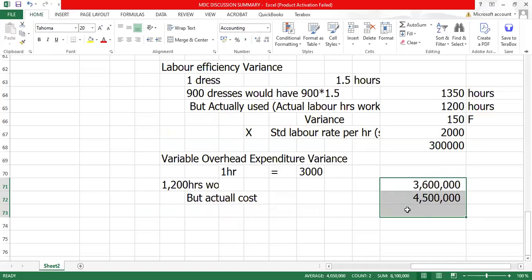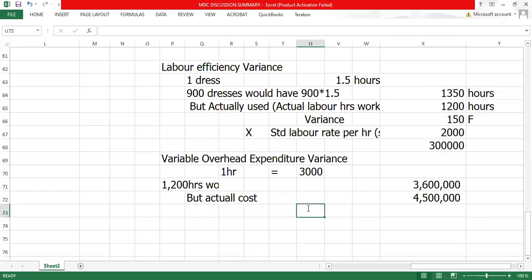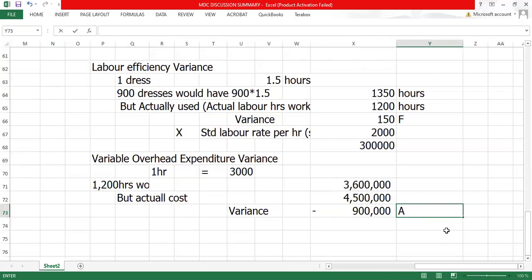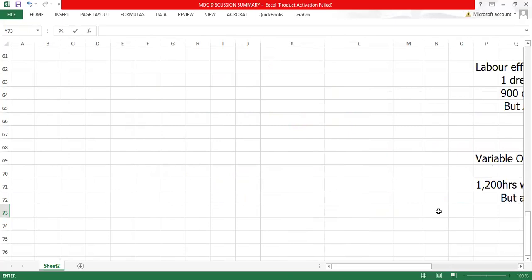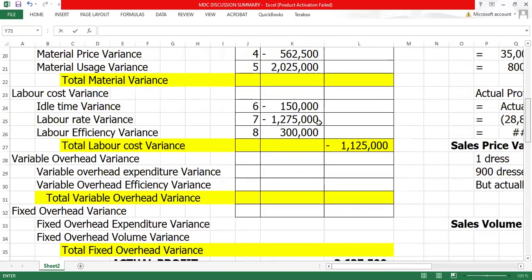So what do you get? Adverse, favorable. This is adverse. The company incurred more compared to the budget. You report that as 900,000. This is working number 9, negative 900,000. Then next, very fast, next.